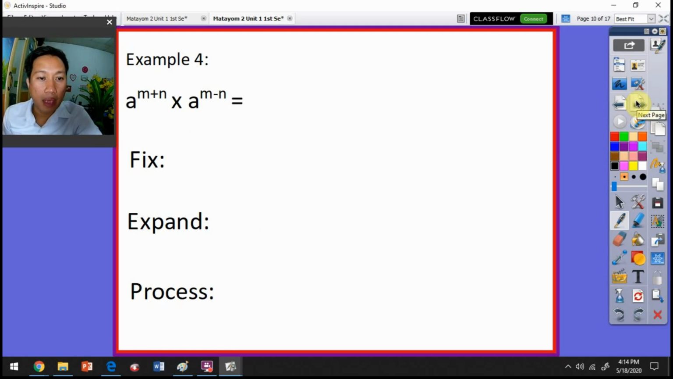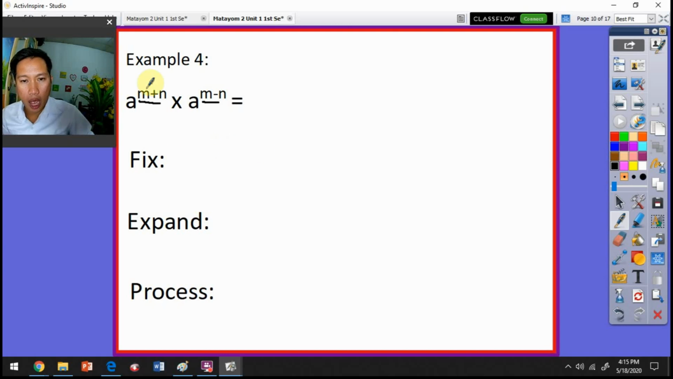Now let's look at example number 4: a to the power of m plus n times a to the power of m minus n. It's a bit confusing because we have a group here. Some of you can run right away to the process, but make sure that you know to add the exponents correctly.